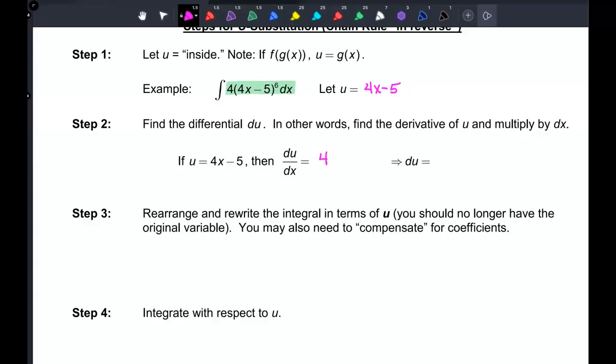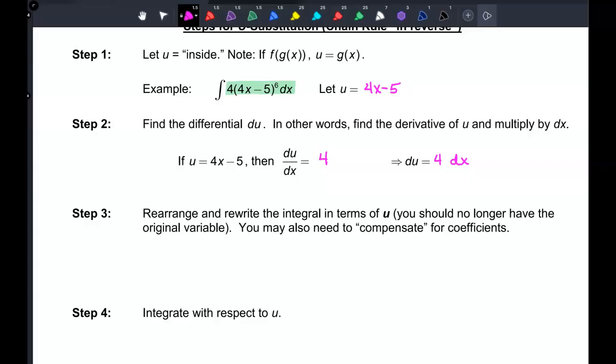Right. So when we work with integrals, we work with what are called differentials, meaning just the dx. So I want to isolate, if this is du dx, I want to isolate du. So I'm going to have 4, and if I multiply both sides by dx, du is equal to 4dx. Okay with that?